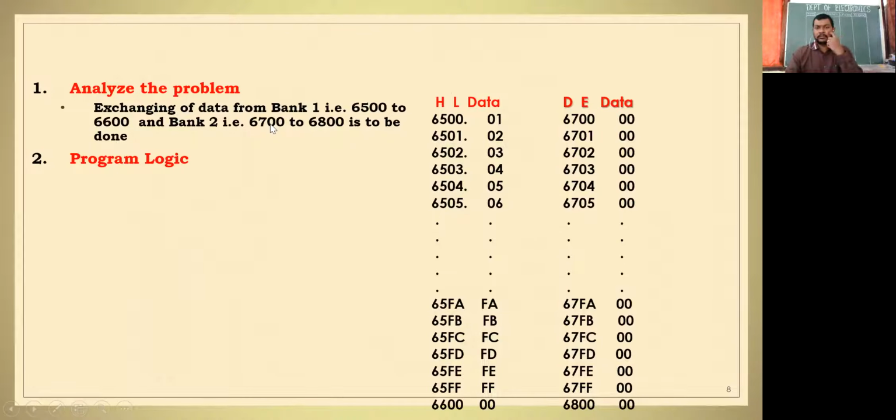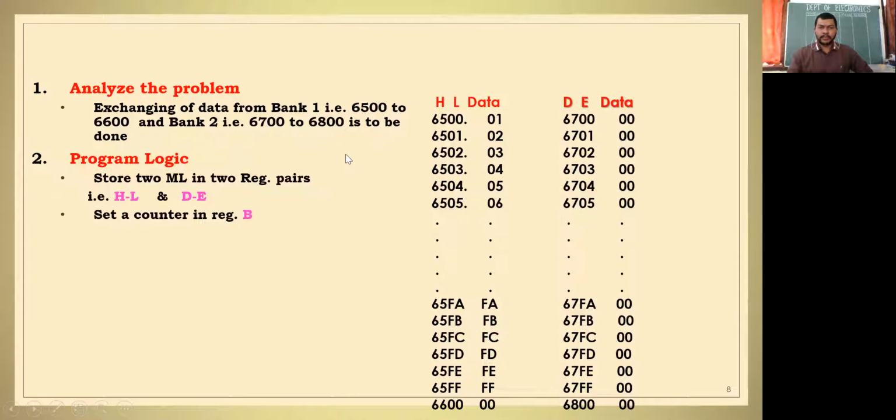This is the analysis of the program: we have to exchange the data from 6500 to 6700 and from 6700 to 6500, right? Now what should be the logic? We are again using the two register pairs HL and DE. We have to set a counter, which we will again use in register B. So those instructions are common. Here we require two registers, C and A. In register C, we will move the first data, which is at 6500, that is 01, right? Then the memory locations HL and DE are exchanged.